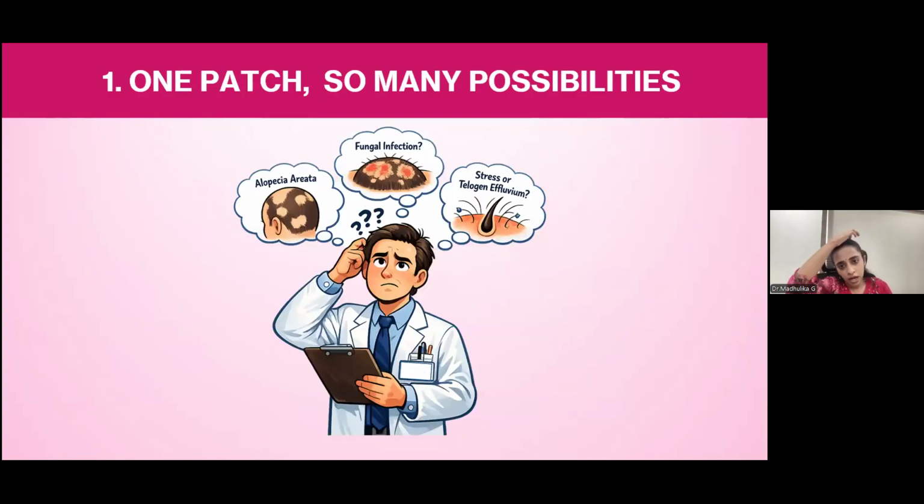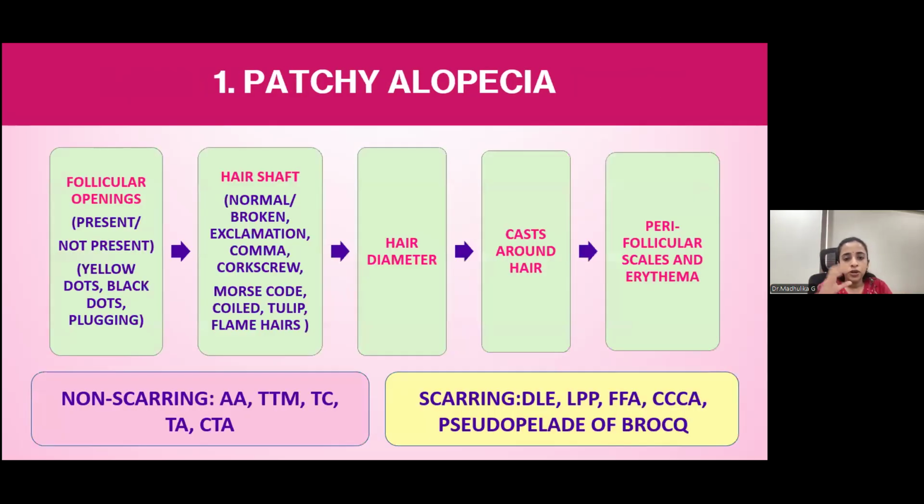So let's get into the common clinical problems that we usually encounter, and how to deal with them dermoscopically. Say you have a case of patchy alopecia, that is a patchy loss of hair. You see one patch, but there are so many possibilities. Is it alopecia areata? Is it tinea capitis? Is it something else? Next slide. So when you look at a patchy loss of hair, what do you look at?